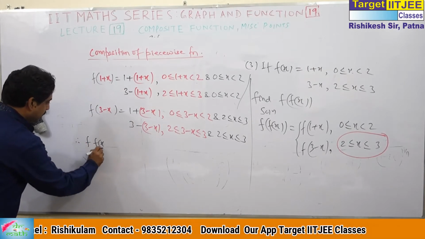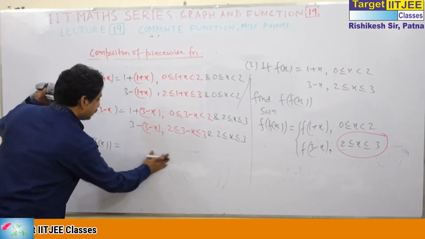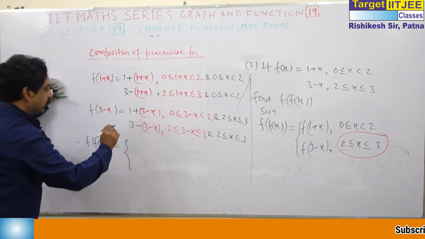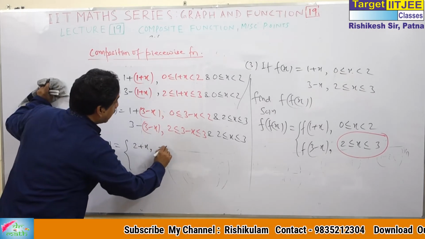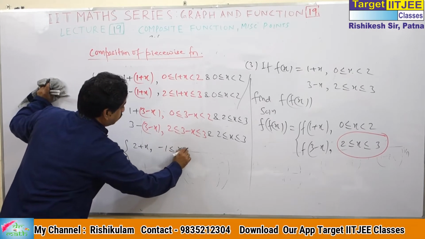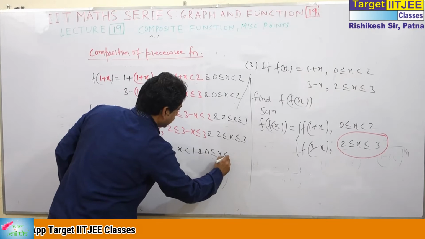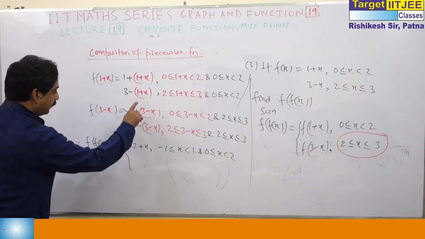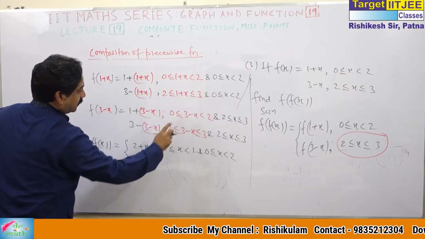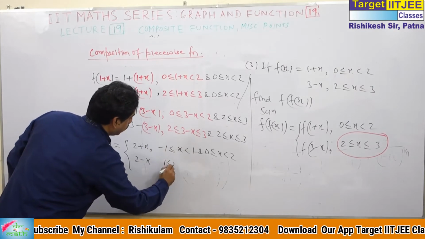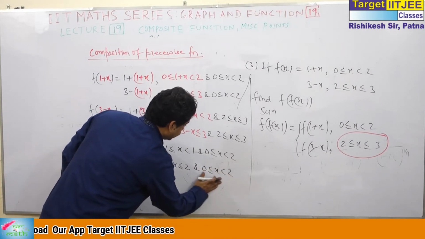There is f of f(x). Now I come here again. For f of f(x), what do I have to write? You can see this is your 2 plus x. From here we get minus 1 less than x less than 1, and this is 0 less than or equal to x less than 2. From here we get 2 minus x. Put 1 here and here. Subtract 1 from each. You get 1 less than or equal to x less than or equal to 2, and from this we get 0 less than or equal to x less than 2.